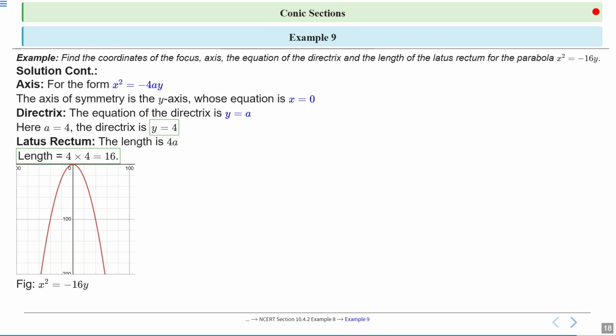You can visualize the figure here. So this is the figure for x square equal to minus 16y. Okay, and from this figure you can easily find the focus. The focus is basically (0, minus 4), and here the equation of directrix is y equal to 4 and the length of latus rectum is 16. Okay, so I hope it is clear to all of you.